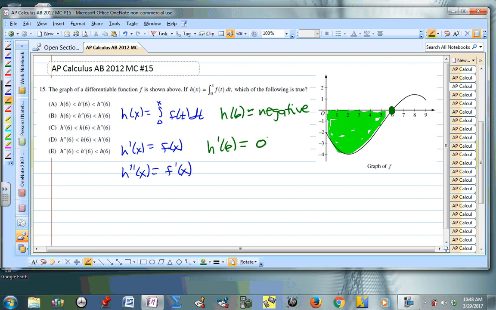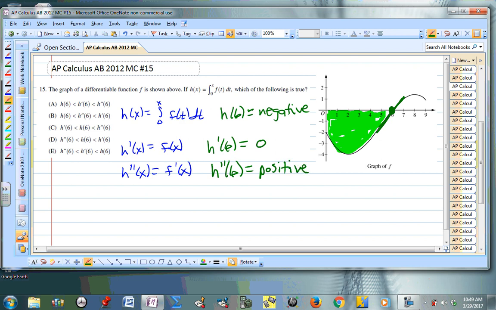Let's keep going here. h prime prime of 6 is going to be f prime of 6. In other words, the slope of f at the point where x equals 6. Well, we can't get an exact value, but we can tell when x equals 6, this function is increasing. So f prime of 6 is a positive number. In other words, h prime prime of 6 is a positive number.